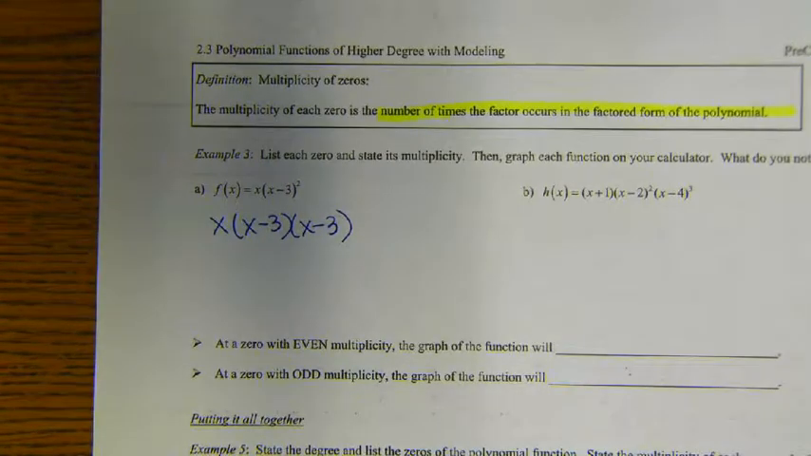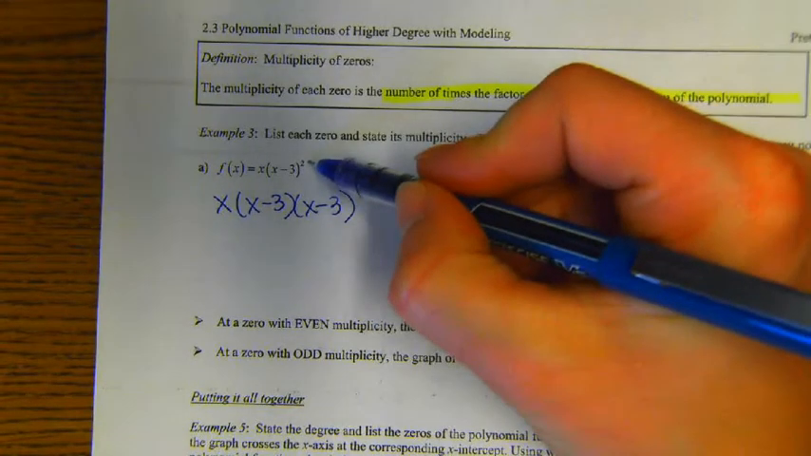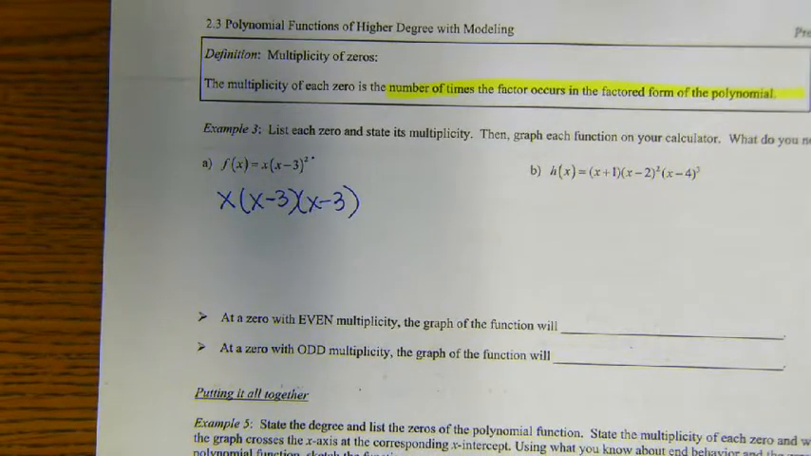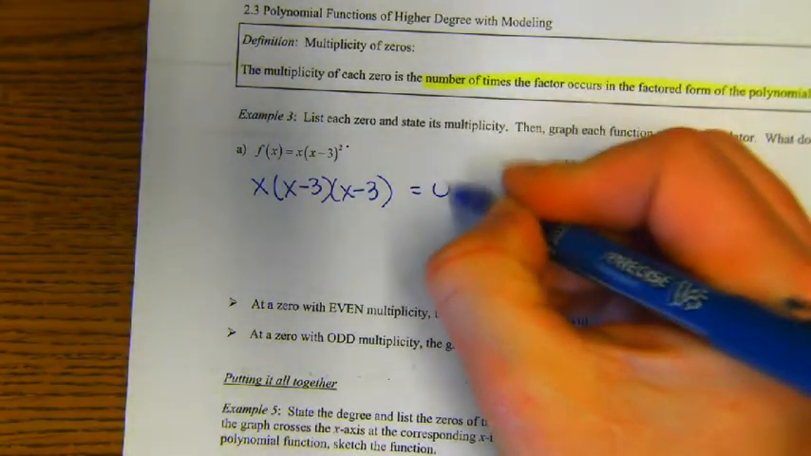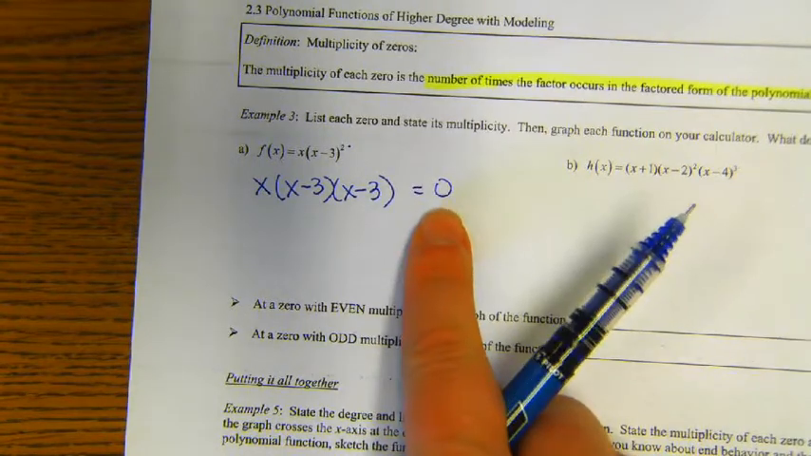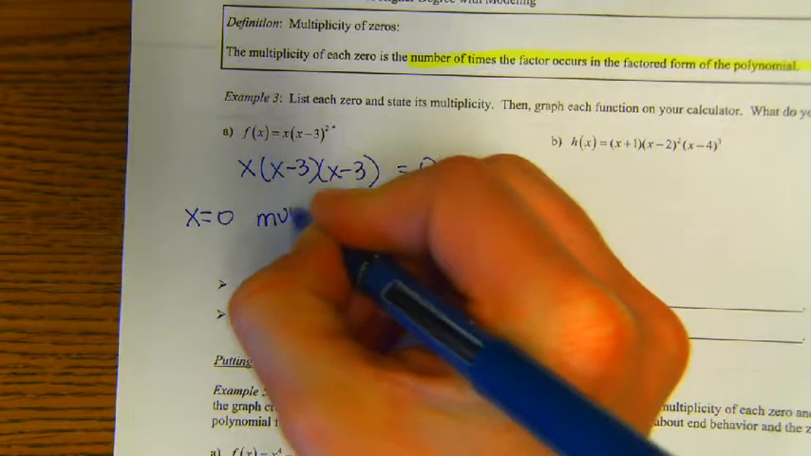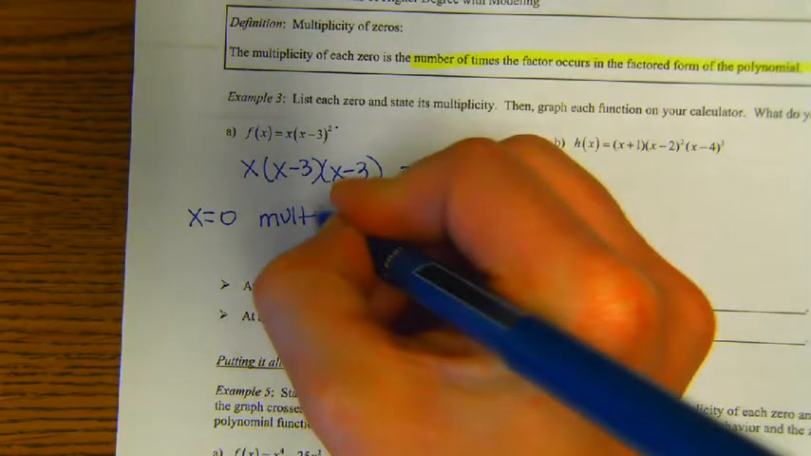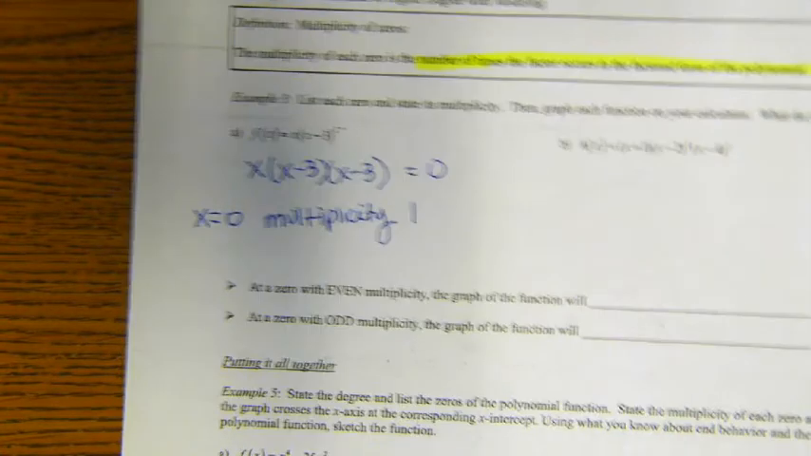How many factors of x minus 3 are there? 2, right? Which I got from that. So what we say then is, for this one, if I set this equal to 0, I would have x equals 0 would be multiplicity 1. Because how many times do I see it? Once. We would say x equals 0 has a multiplicity of 1.